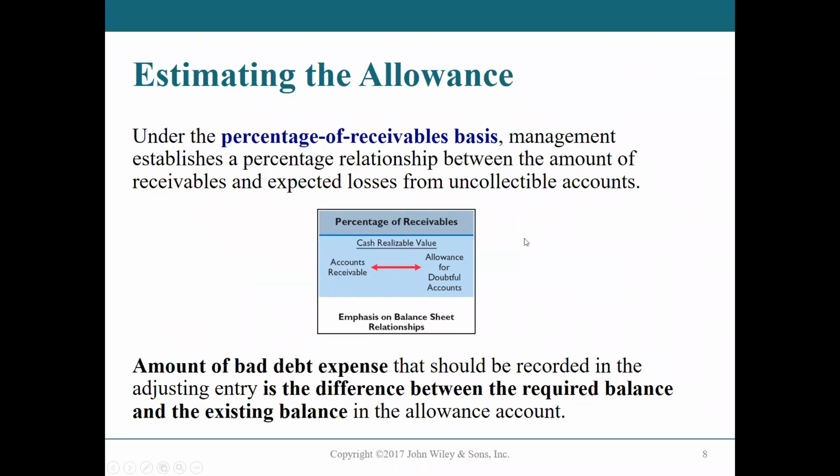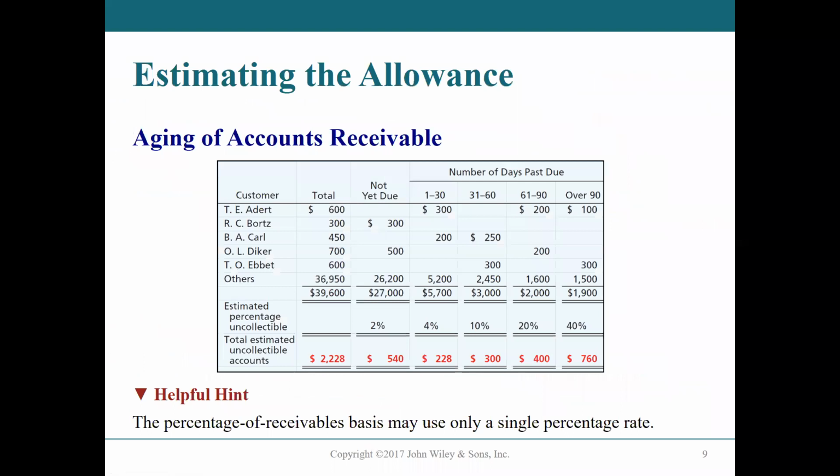So the other issue is how do we estimate the amount of the allowance, or the amount that we think is uncollectible? Like I said, one way they show it is what's called a percentage of receivables basis, where they just say we think a certain percentage of our accounts receivable is not collectible. The other is a more complex method, which is actually more accurate, and this is called the aging of accounts receivable.